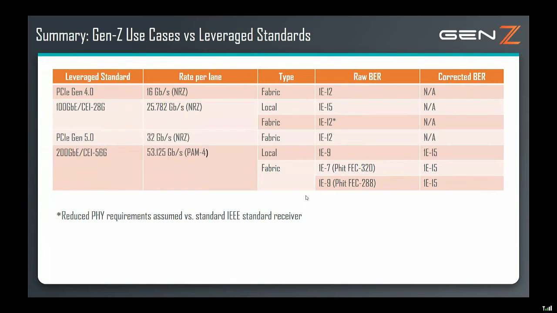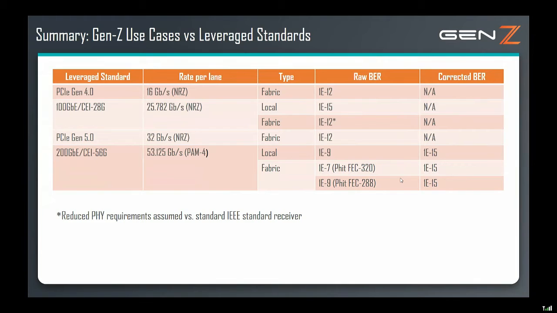This slide is a summary of the physical layers that Gen Z leverages. And I think what's interesting about this table are the two columns on the right, which show raw BER versus corrected BER. Raw BER is just your bit error ratio without any forward error correction, and corrected BER is BER after correction. The 200 gigabit Ethernet PHY on the bottom row adds forward error correction, and you can see that on the fabric side there are actually two different types of FEC, and they enable two different raw BERs, one E-7 and one E-9. So that provides more flexibility for different PHY implementations.